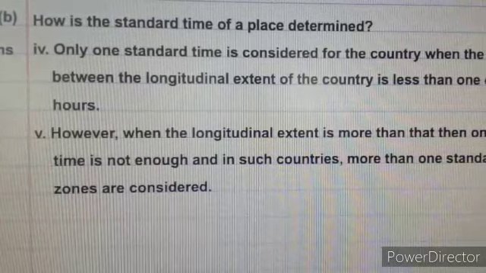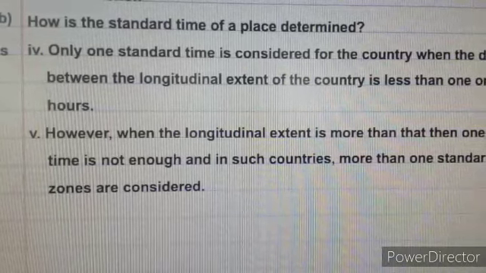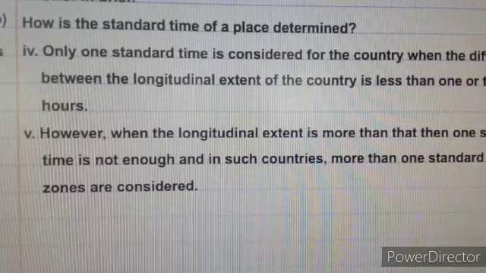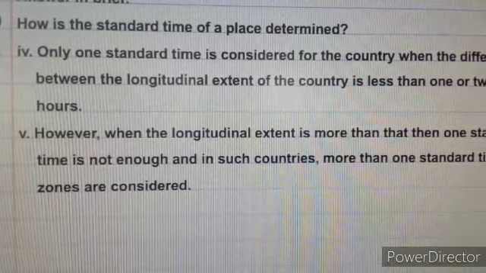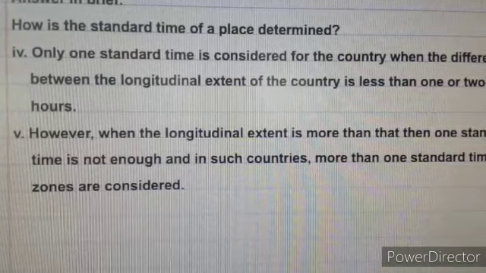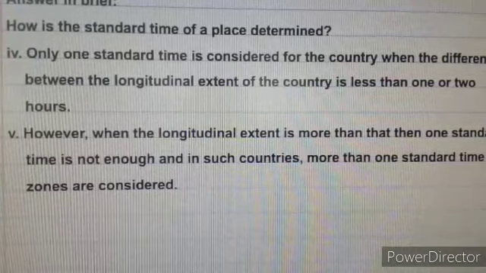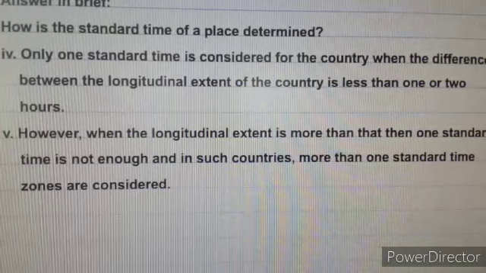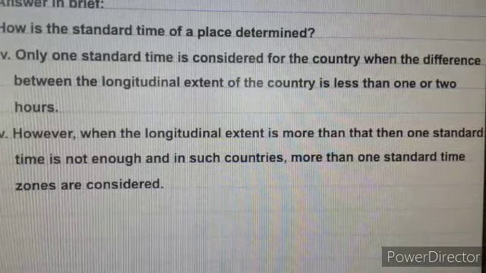Fifth point, however, when the longitudinal extent is more than that, then one standard time is not enough, and in such countries more than one standard time zones are considered.